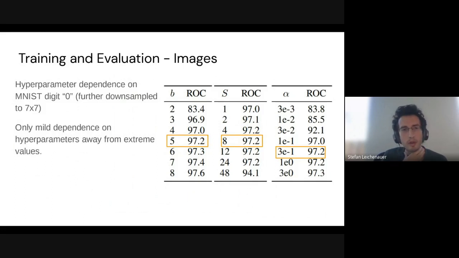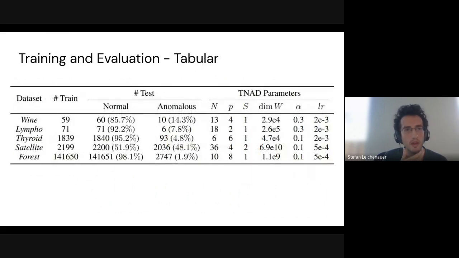There are a bunch of hyperparameters here, like the bond dimension, the S, the number of legs that you skip, and the alpha, the regularization parameter. In orange here, I've highlighted the default values, but you get mild dependence in the area under the ROC curve. You get mild dependence by changing these hyperparameters.